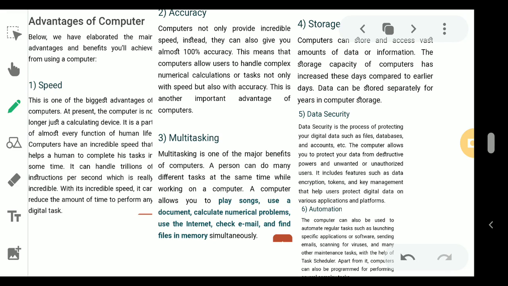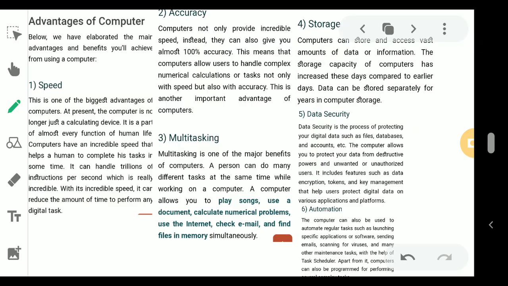Okay, the next point is the multitasking feature. Multitasking is one of the major benefits of the computer. A person can do many different tasks at the same time while working on a computer. So a computer allows you to play a song, use a document, and calculate a numerical problem. You can perform several works simultaneously.